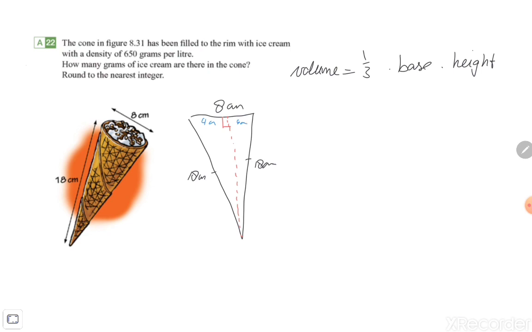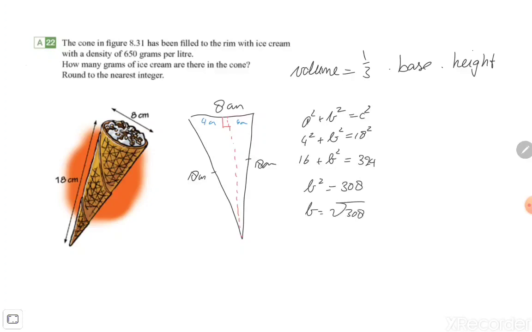So we can use the Pythagorean theorem to do a squared plus b squared is equal to c squared, which means that we need to do 4 squared plus b squared is equal to 18 squared. So 16 plus b squared is equal to 324. So b squared is equal to 308. So b is the square root of 308.